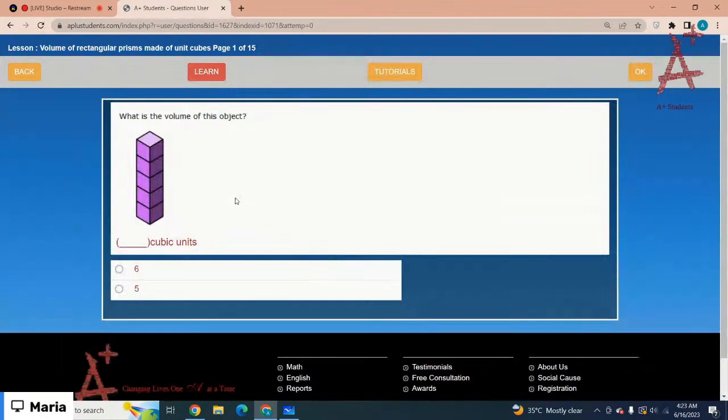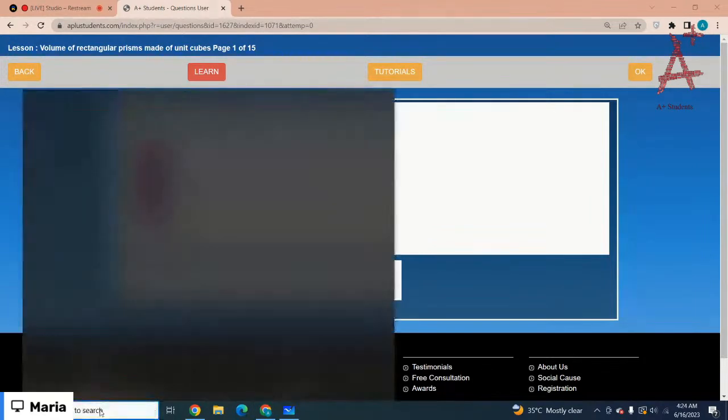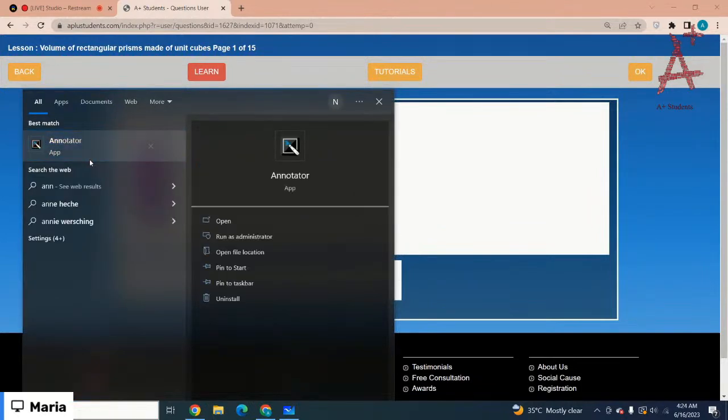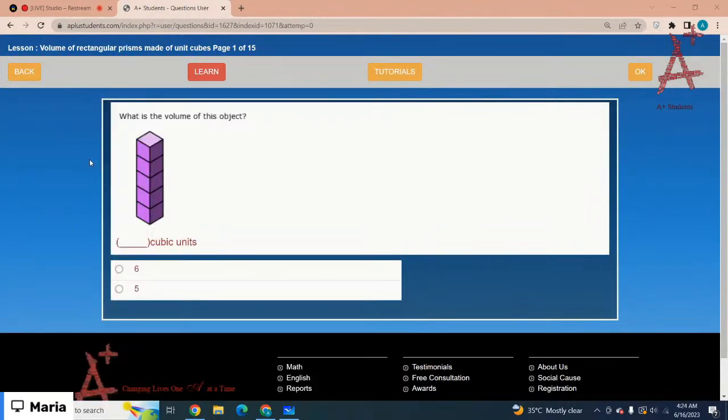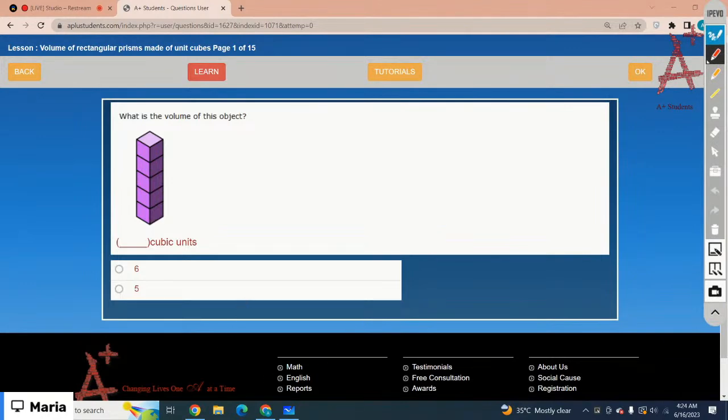Okay, what is the volume of this object? So which is the correct option? You can see you have just one row with 5 cubes. So which is the volume? Like the length is 5 and width is 1. So it would be 5 times 1 is 5. Got it? So the volume of this shape is 5.